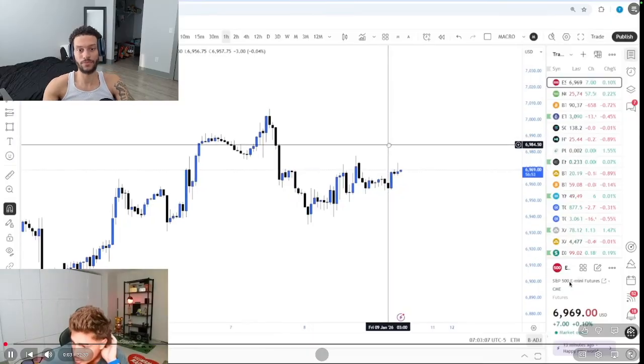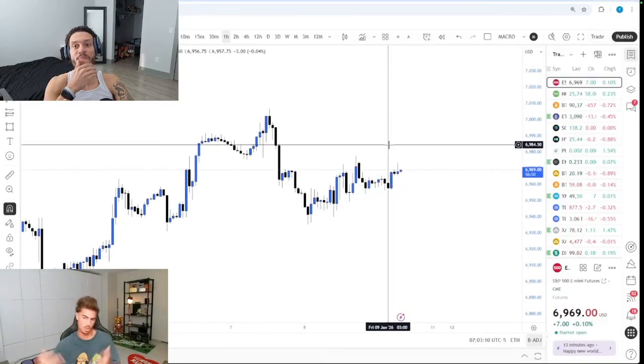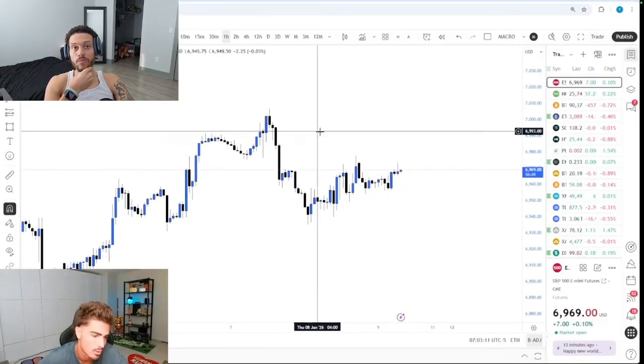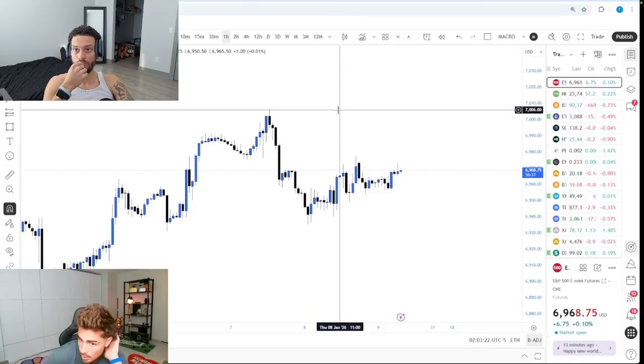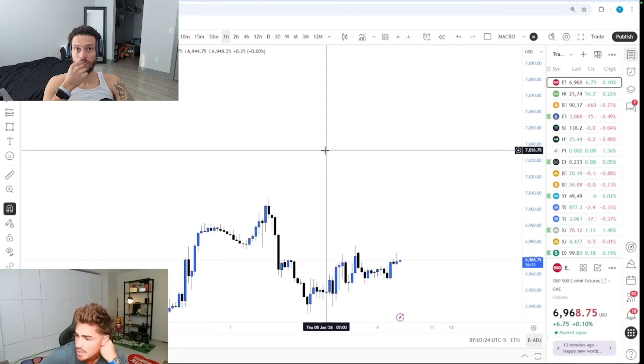Welcome to Inverse Fair Value Gaps Explained. Okay, so we talked about fair value gaps 2 days ago. Today we're talking about inverse fair value gaps. Yesterday we talked about advanced imbalance concepts. So with that being said, let's jump straight into this.